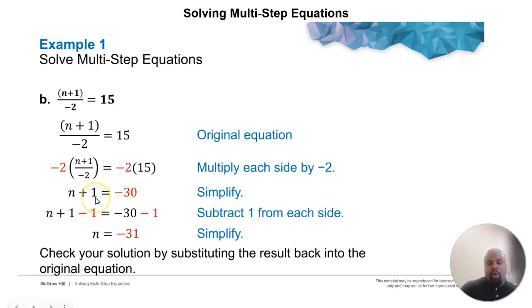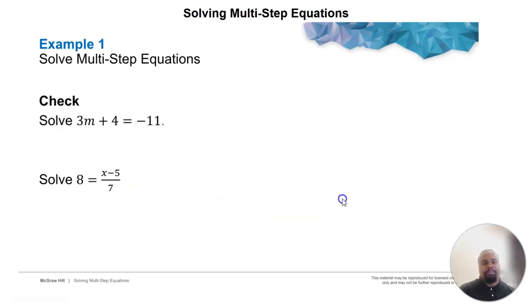Now we need to move 1 to the other side so we can have n by itself. So we need to do the inverse operation, subtract. And that is called the subtraction property of equality. And so when you do negative 30 minus 1, you get negative 31. And so negative 31 will be our solution. All right, let's try to see here. Pause the video and see if you can solve these two problems for me.